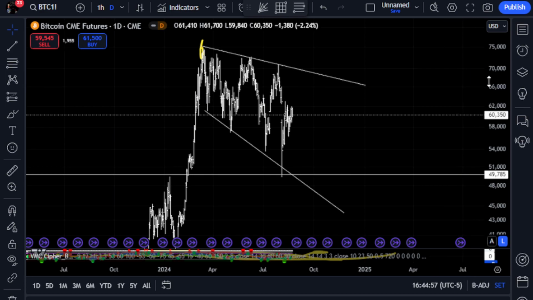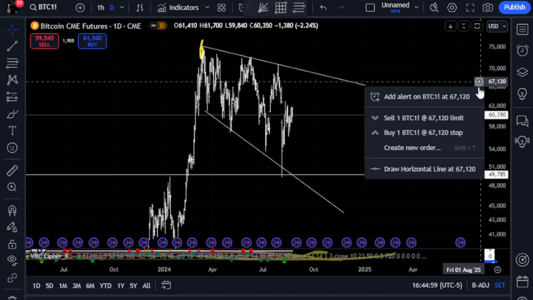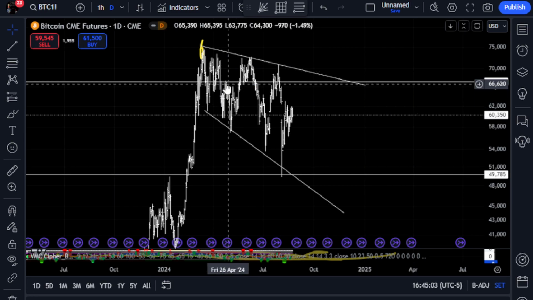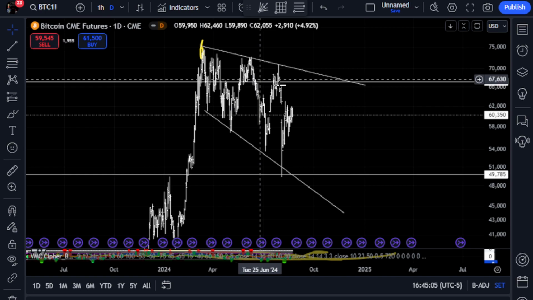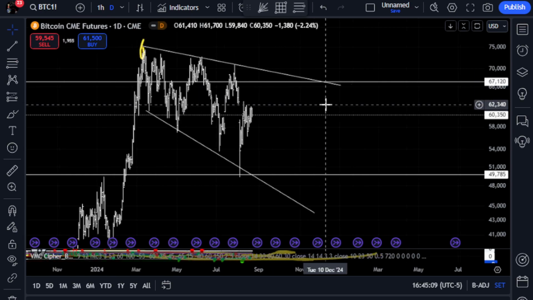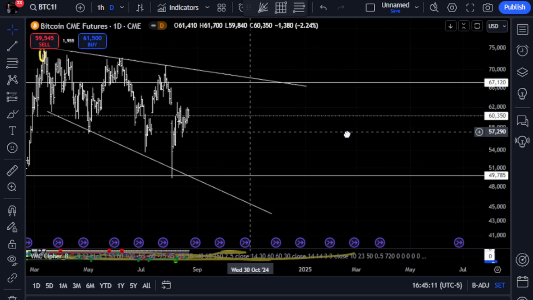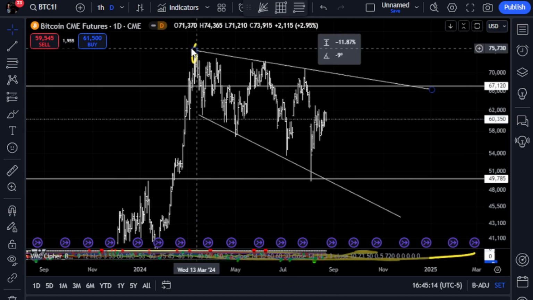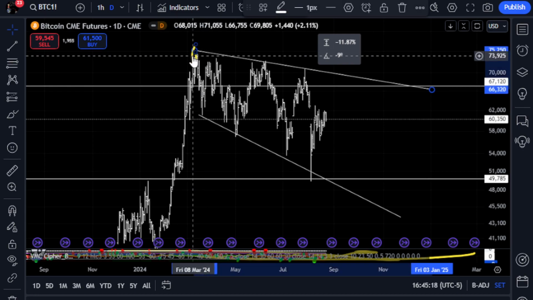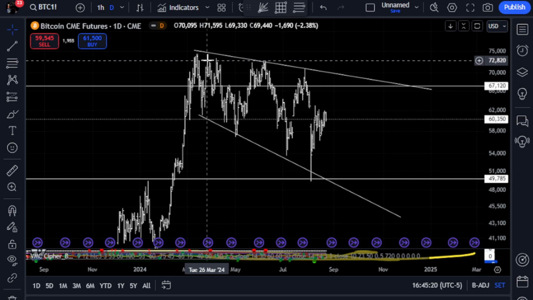Here's another major support resistance flip. Here it was support, or here it was resistance. Here it's support. And we should probably take a look at volume. Let's get rid of our megaphone here. Well, we can leave it there.